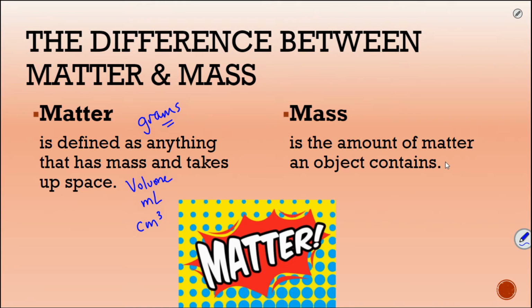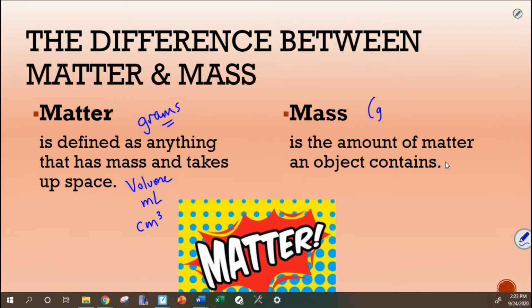Mass is the amount of matter an object contains. So mass has only to do with mass. It does not have a component of volume. So matter has to do with density. Mass is not pertaining exactly to density.